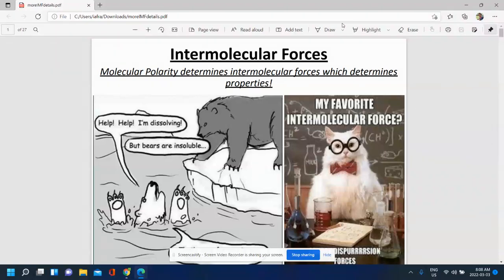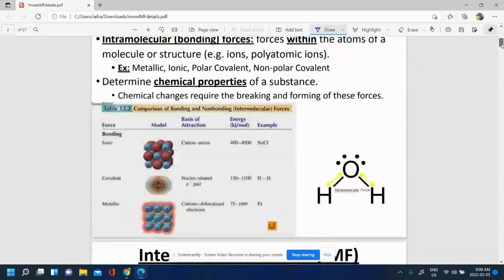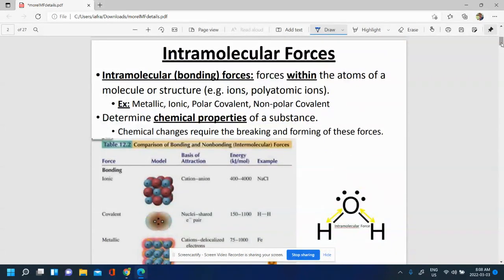In this video, we're going to do a quick overview of what's called intermolecular forces. So you would have done the lesson using the video lessons, but this is another overview that goes over a few more details that you might need to know. So we've already discussed intramolecular forces or bonding forces, which are the forces within molecules or substances that hold the atoms together.